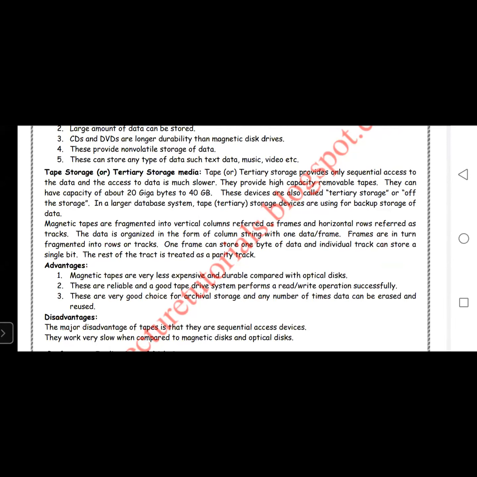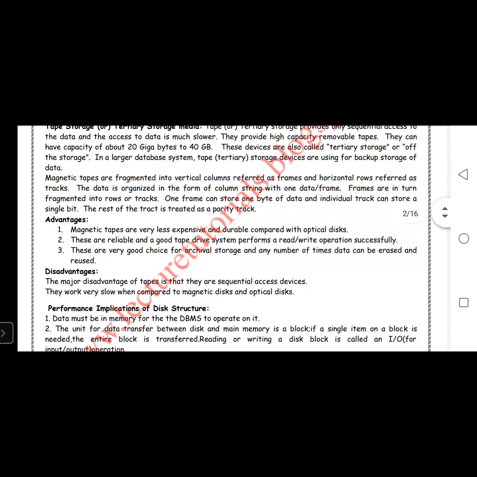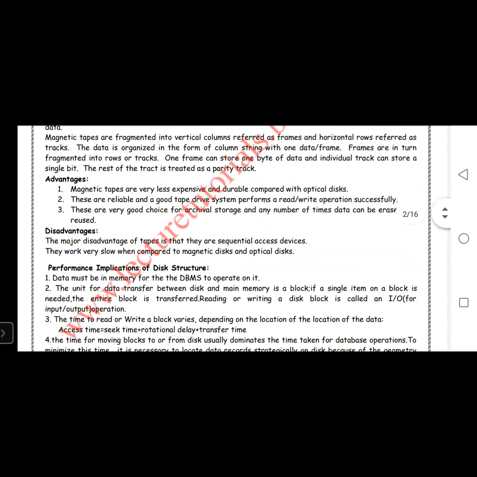Advantages of the magnetic tape: magnetic tapes are very inexpensive and durable compared to optical discs. They are reliable, and a good tape drive system performs read and write operations successfully. They are a good choice for huge storage. Any number of times data can be erased and reused. Then what are the drawbacks of the magnetic tapes?